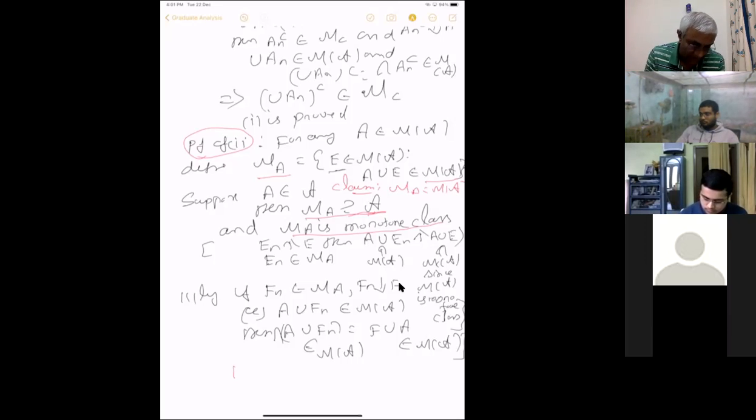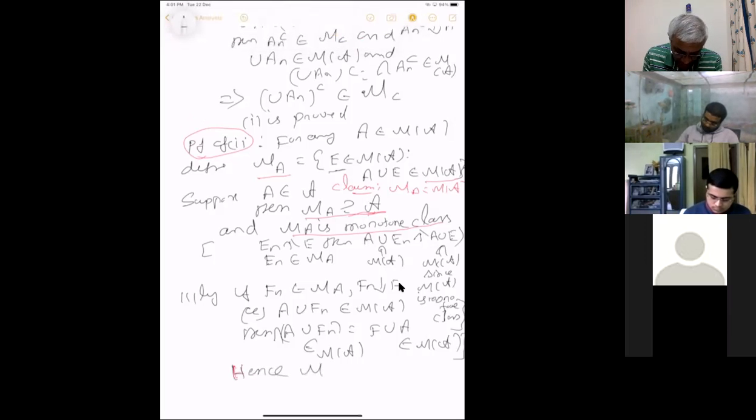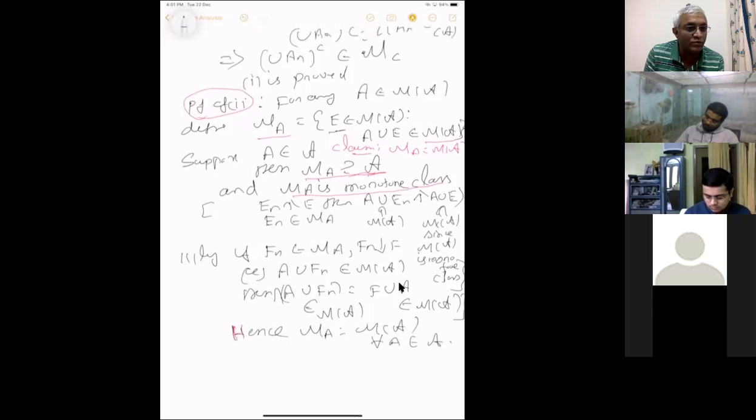Hence, now I change the color. Hence, M subscript A is equal to M of A. So this is for all A. We have proved this for all A in the algebra. That's what you have to prove. We have assumed that A is in script A and then proved this.